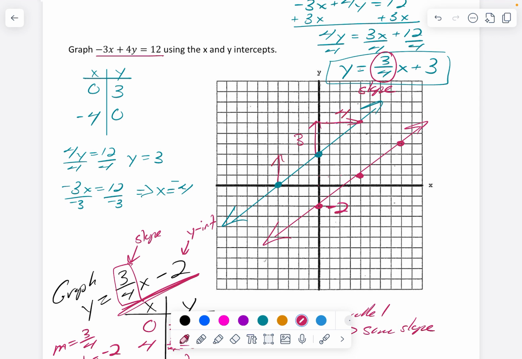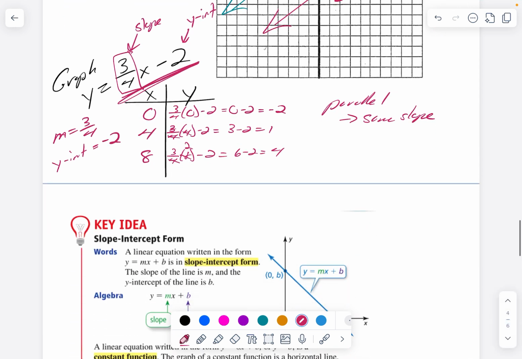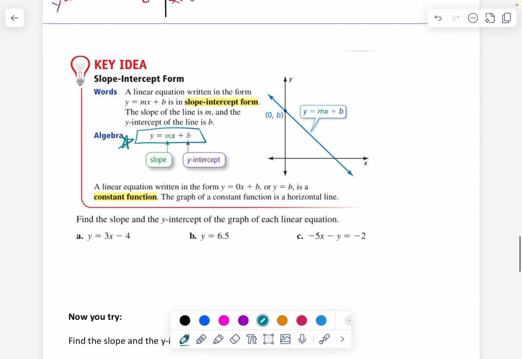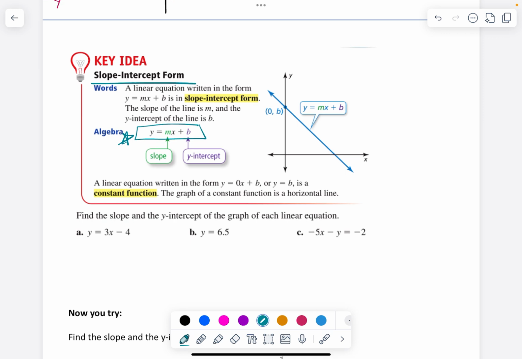Or here, up 3/4. 3/4 is my slope, just like here. And then let's look at this. Look, 3 right there. That is my y-intercept. So what we're seeing here leads us into today's lesson, and that is when the equation looks like this, that it's y equals mx plus number. That's called our slope-intercept form.